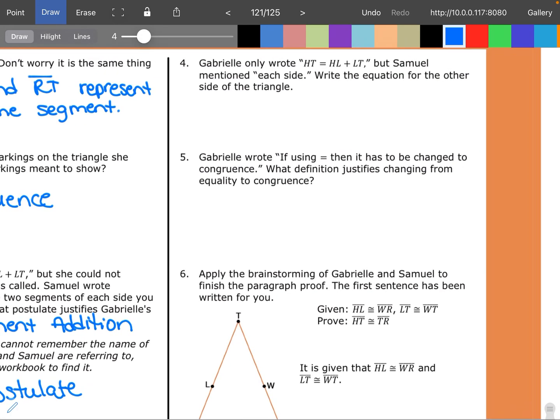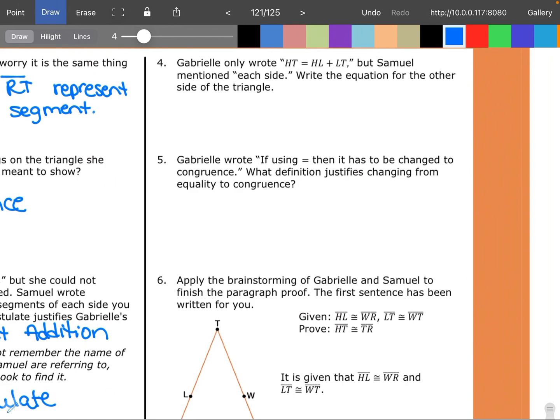Gabby only wrote HT equals HL plus LT. But Samuel mentioned each side. Write the equation for the other side. So we would have, let's see, RT is equal to RW plus WT. Gabby wrote, if using the equal sign, then it has to be changed to congruence. What definition justifies changing equality to congruence? That would be the definition of congruence.